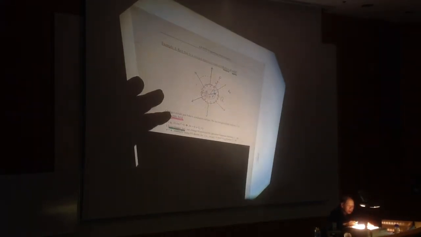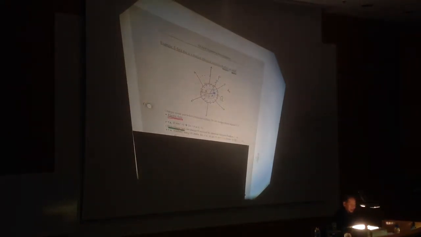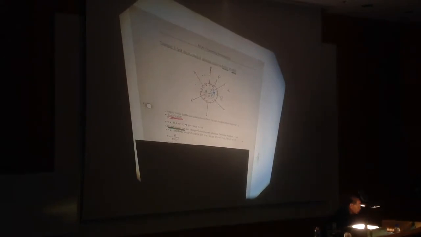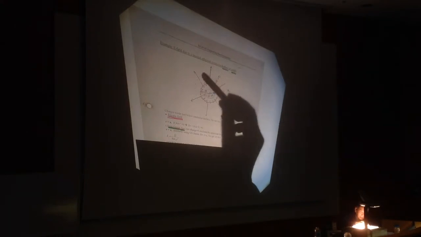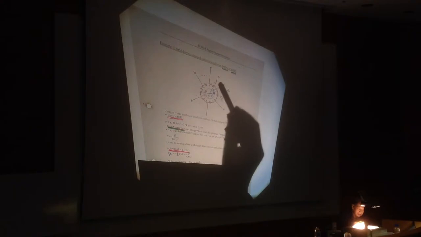Not finished yet. Now I want to calculate the field for r greater than a. Again we do the same thing. Now my Gaussian surface is outside. So where I want the field dictates where I draw the Gaussian surface, nowhere else. So my Gaussian surface here is r, r greater than a.